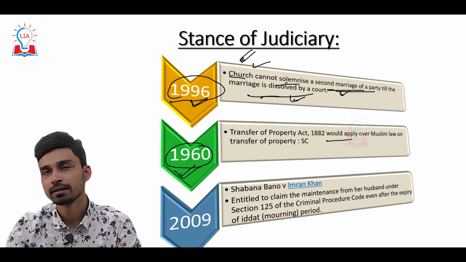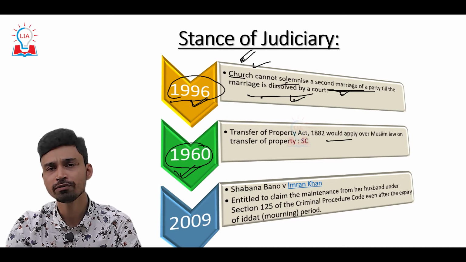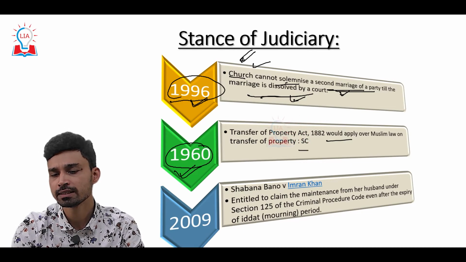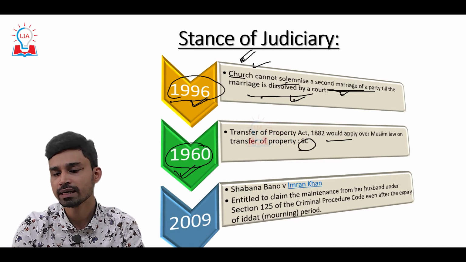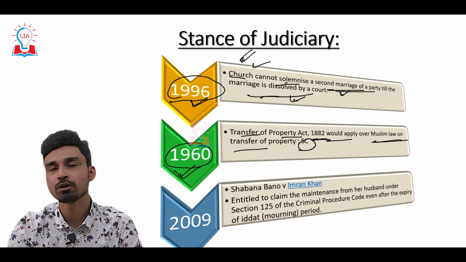The second example is earlier, from the year 1960, when the Supreme Court was referred the matter of whether any bill or any act of the government can override the personal laws of any community. In that, the Supreme Court clearly said that this is possible. And the example you can see is the Transfer of Property Act 1882, which the Supreme Court said will apply over Muslim law as far as the transfer of property is concerned.